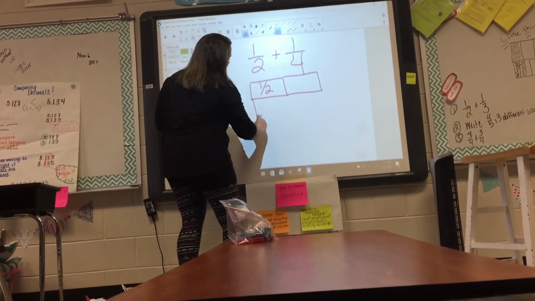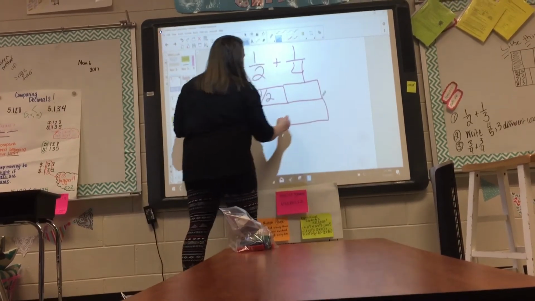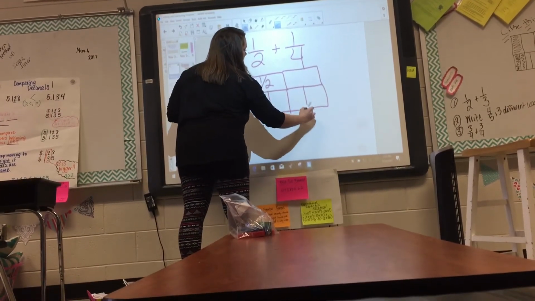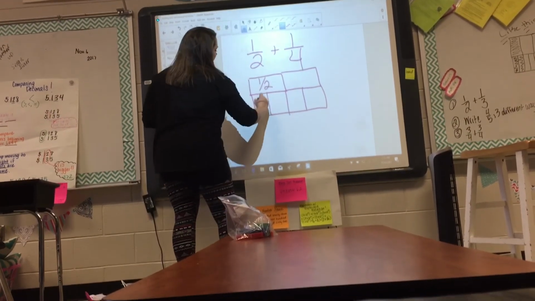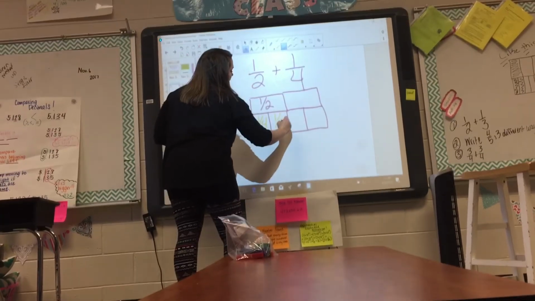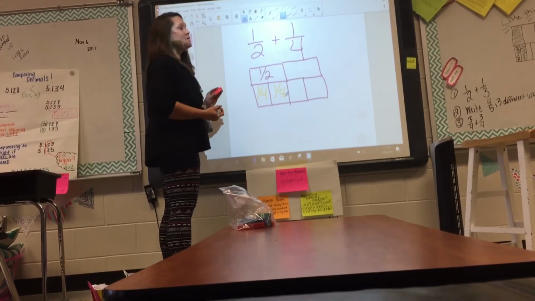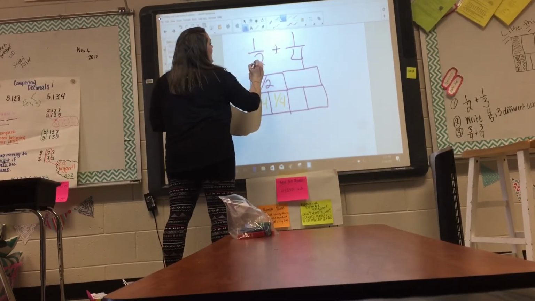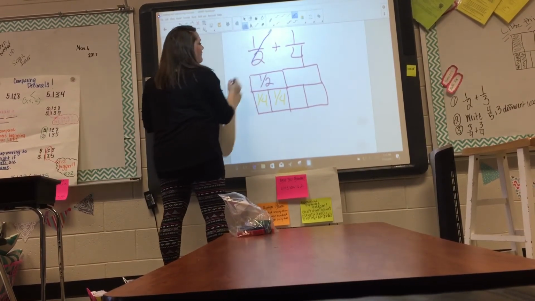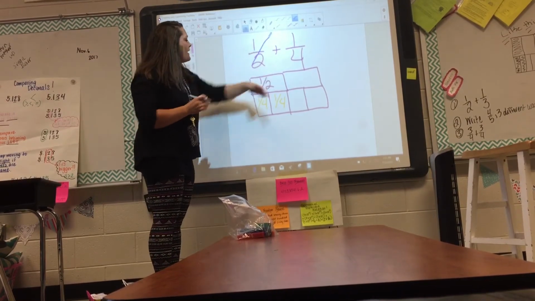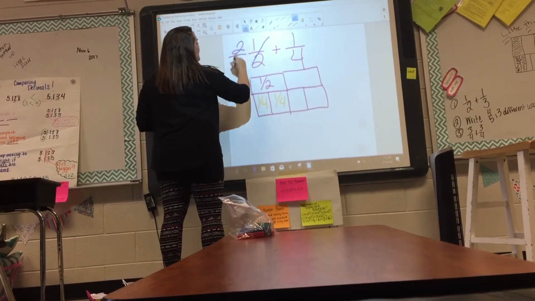So down here, I'm going to draw my entire whole, and I'm going to break this up into my fourths. So now I'm going to shade or label the 1/4 because now I see that 1/2 is the same thing as my 2/4. So I'm going to go ahead and cross out my 1/2 and I'm replacing it. I'm not changing the value. I'm replacing my 1/2 as now 2/4.